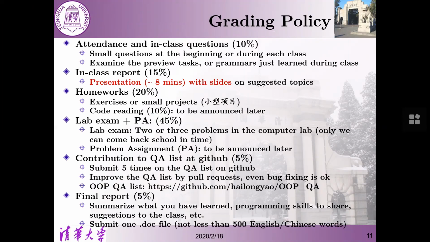Okay, then for this GitHub, I think there are some bugs to fix, and you may also add other contents. Then you can contribute 5 times. Then you can learn how to use Git and GitHub. Okay, and finally, you will have a final report to summarize what you have learned. That is at the end of this semester, you can submit the final report. Okay, any questions on this grading policy?